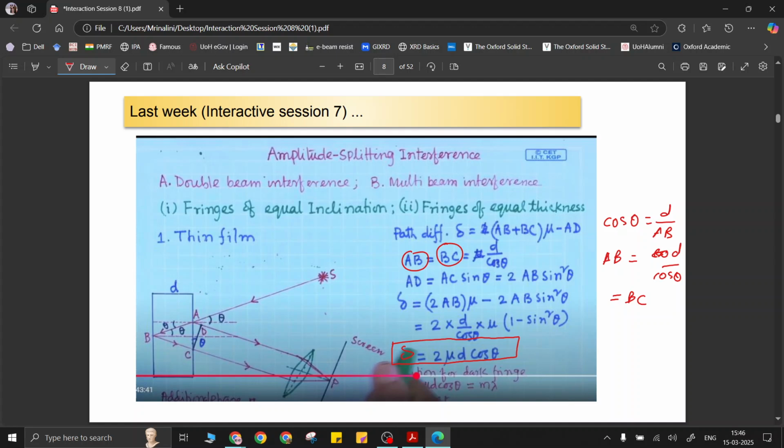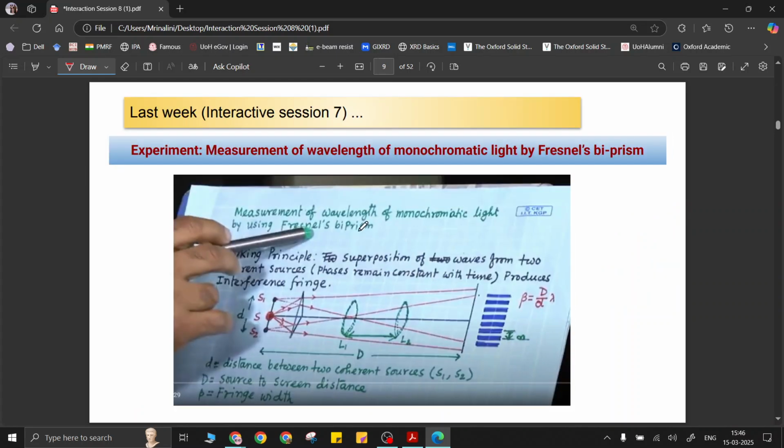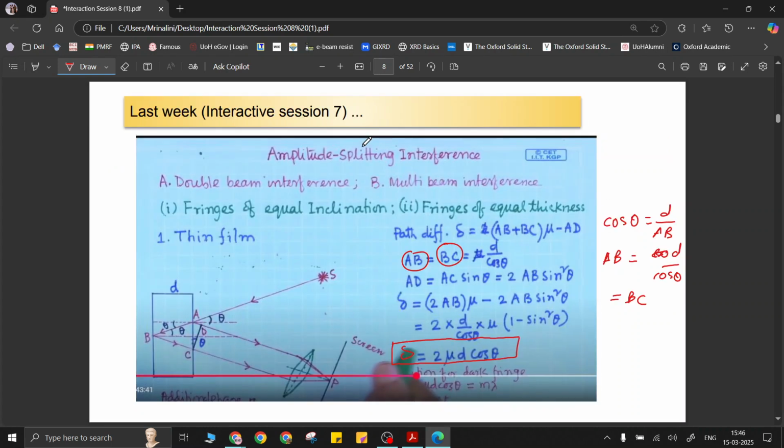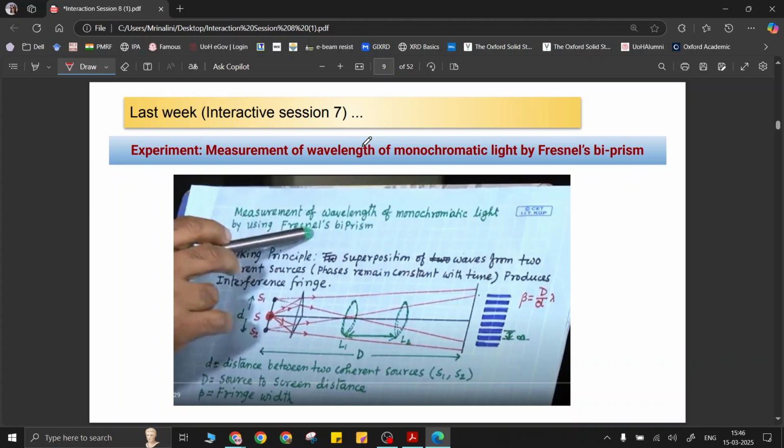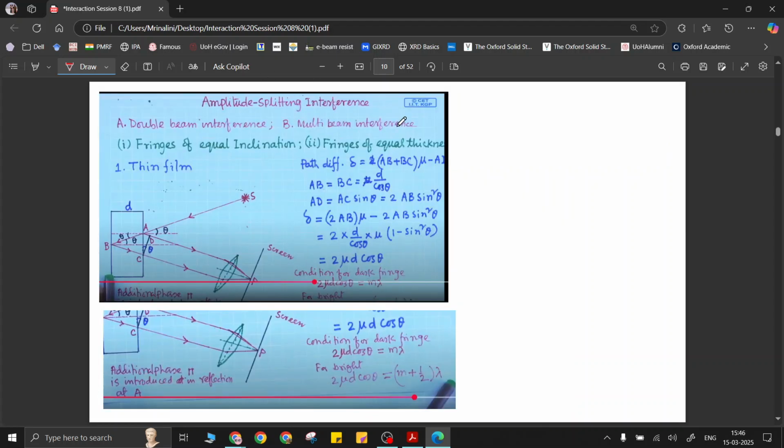We'll see this in some other experiment. So the first experiment, this we had discussed last time. As we were discussing, we'll get a path difference of 2 mu d cos theta.